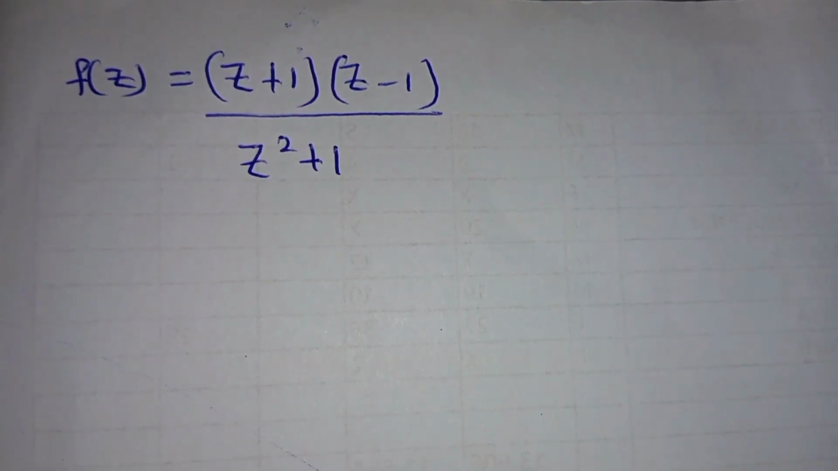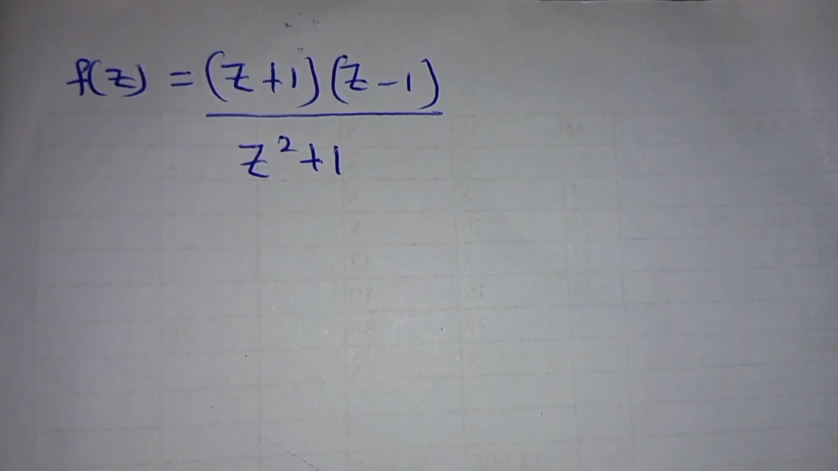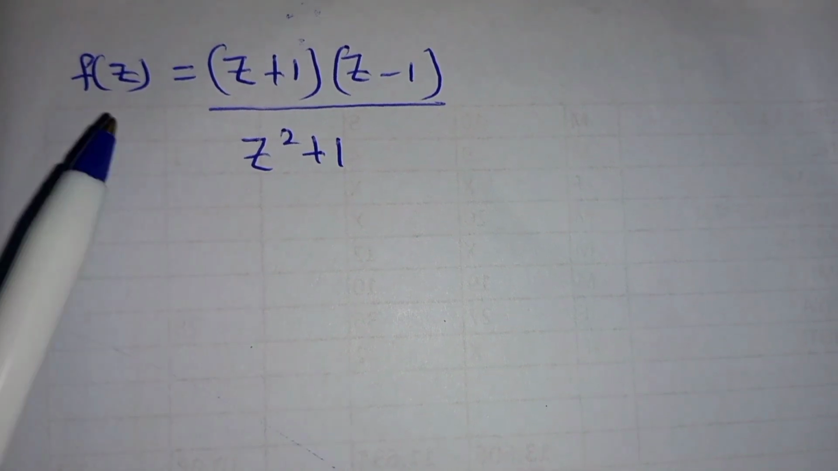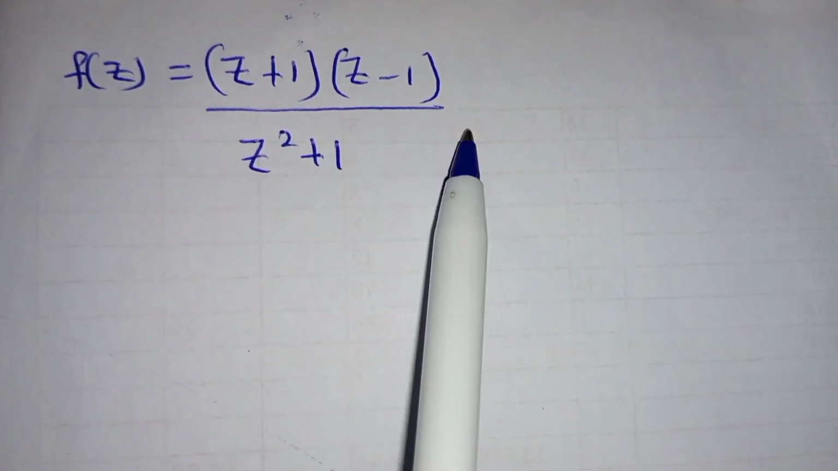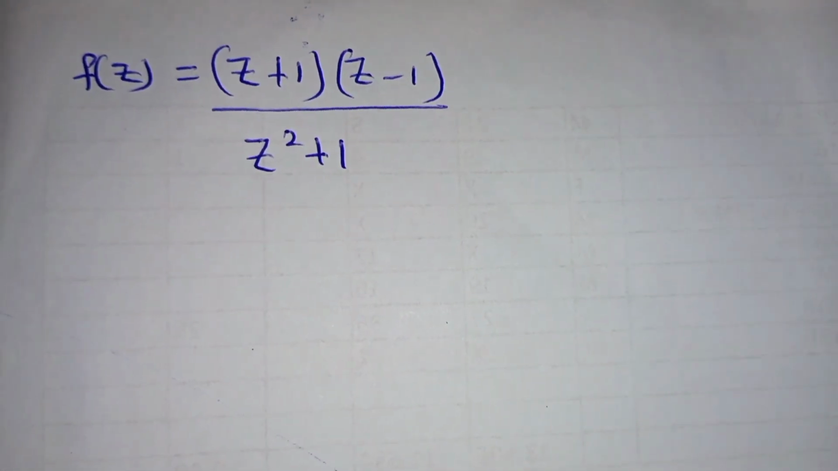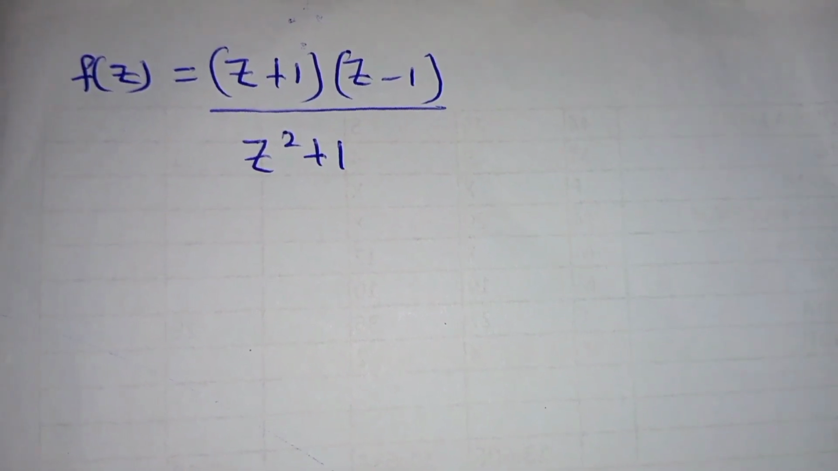In this video tutorial, we are looking at poles and the residue of the poles. In this question, you are going to find the residues of f of z, which is equal to (z plus 1) multiplied by (z minus 1) divided by (z squared plus 1). Now, we are going to get the residue at all the poles. So we begin this one.